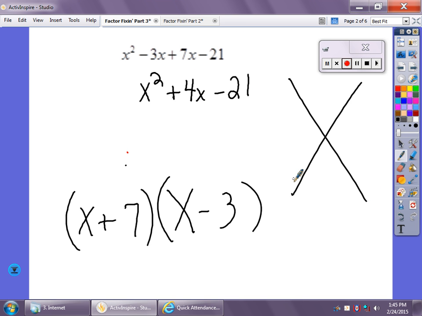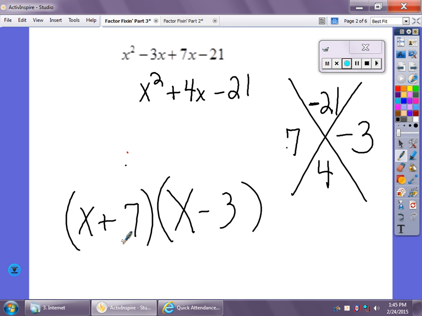So I need to come up with, now listen, this is a little tricky because this is a negative here. Two numbers that multiply together give me 21, and when I subtract them, make 4. Okay? So I could come up with 7 minus 3. 7 times negative 3 is a negative 21, and 7 minus 3 is 4. Look here, when we took our shortcut method, this would be x plus 7, x minus 3, which is exactly what we got.